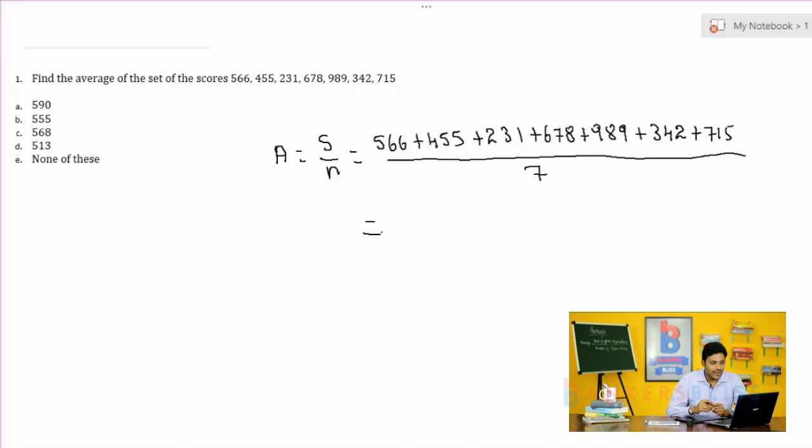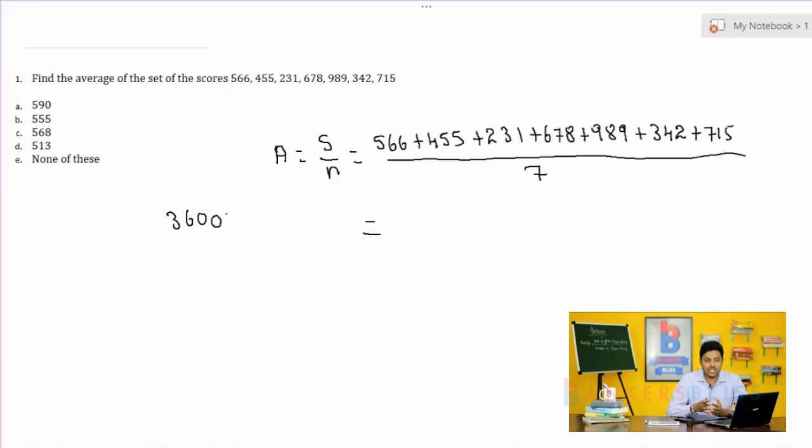500 plus 400, 900, 900 plus 200, 1100, 1100 plus 600, 1700, 1700 plus 900, 2600, 2600 plus 300, 2900, 2900 plus 700, so 3600. Next, you have the remaining values 66, 55, 31, 78, 89.